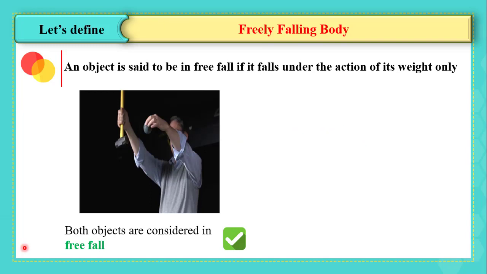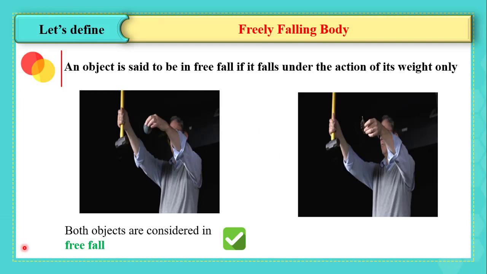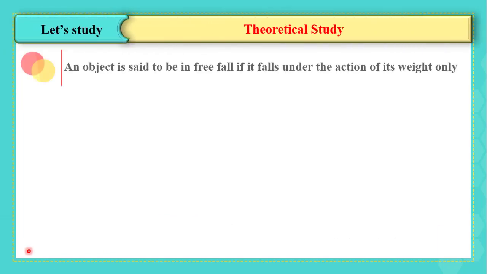While in the case of the hammer and the feather, which is so light, the force of friction cannot be neglected for the feather compared to its weight. Then the feather is not considered in free fall. But do we obtain the same result in theoretical study?